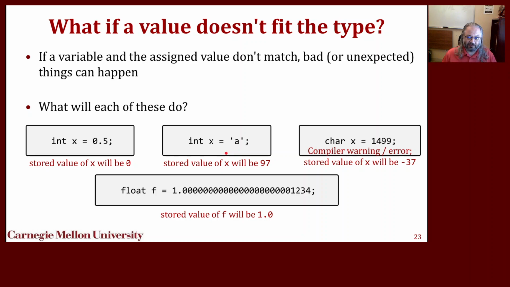This is upcasting. This should never create a warning. It should never be a problem. And you can actually do it with what's called an implicit cast. We don't have to tell the compiler how to treat this value. It knows what to do, because this is a special case of this.